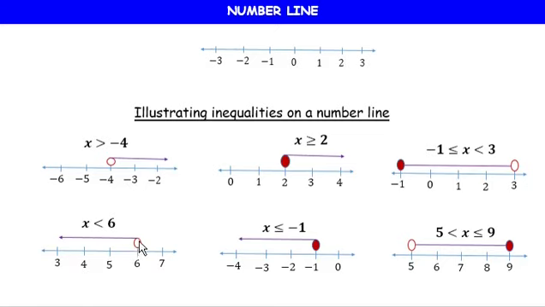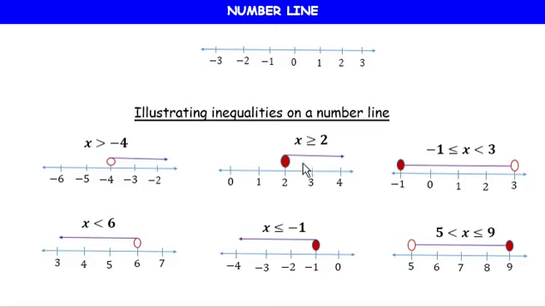As usual, you draw a circle on top of the 6. Now because it is less than, the arrow will point towards the left, because as you move towards the left, the value of the numbers decreases. And the circle must be unshaded. Since it is only less than, the circle must be unshaded.